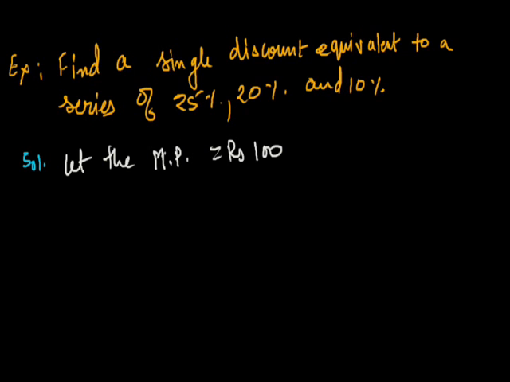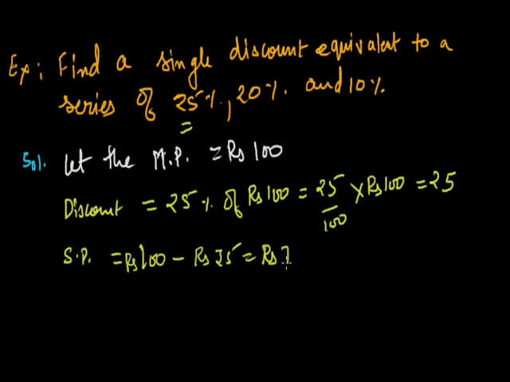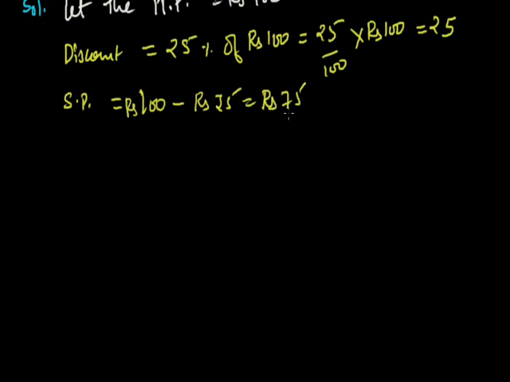Now first we will allow the discount of 25%. So the discount will be equal to 25% of rupees 100. That will be equal to 25 upon 100 into rupees 100, that will be equal to rupees 25. Now the selling price which we will obtain if we give only this discount will be equal to rupees 100 minus the discount, that is rupees 25, that will be equal to rupees 75. Now allow a 20% discount on rupees 75.